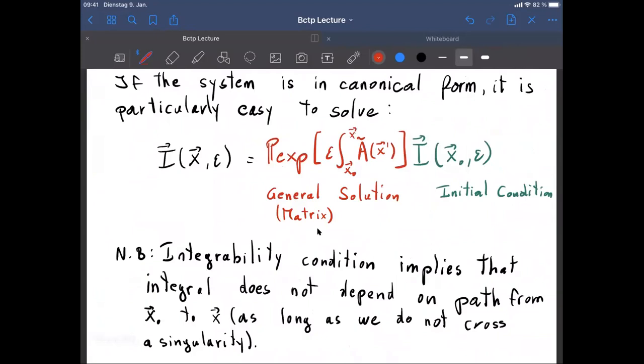So how do I solve this differential equation? Well, what I write down, this general solution, I can always write it as the path-ordered exponential of the gauge field integrated between 2 points, acting on a vector of initial conditions. We'll go slowly because this is important. So what has happened here?